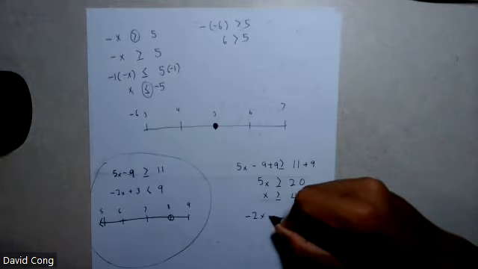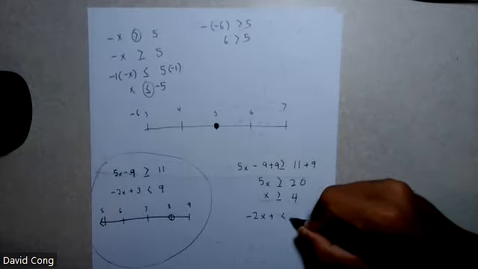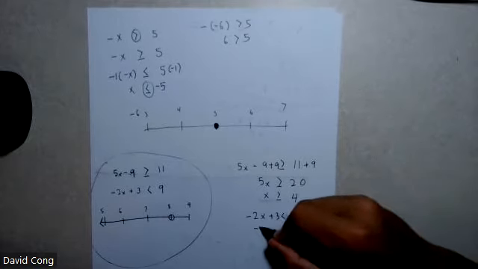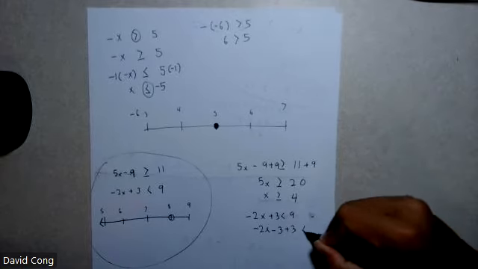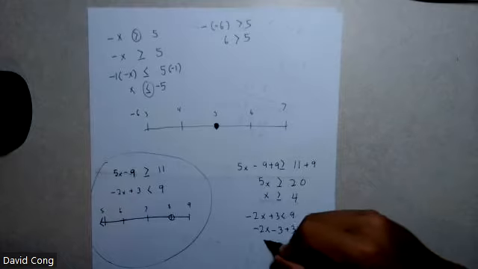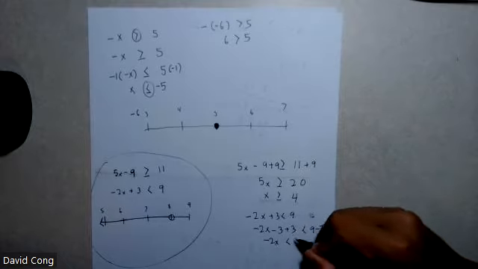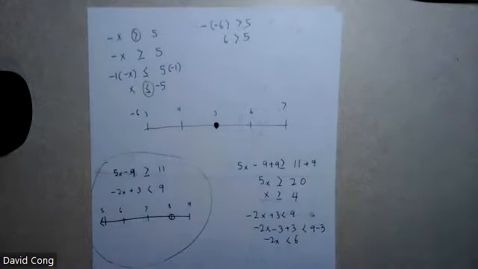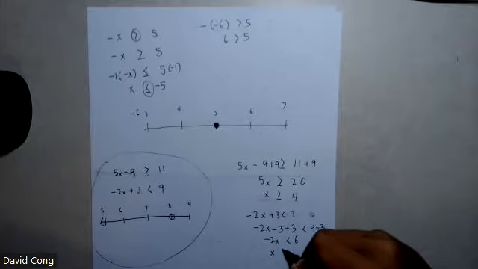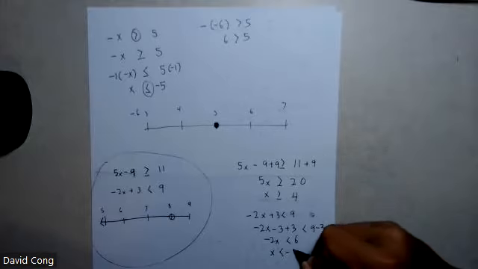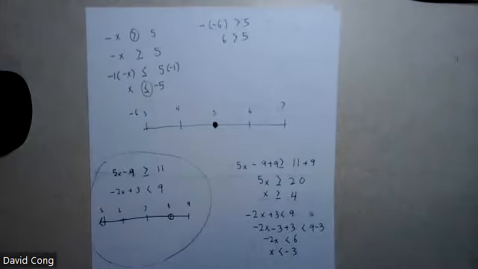Negative 2x plus 3 is less than 9. We want x by itself, so we subtract 3 from both sides. So we have negative 2x is less than 6. We want to divide by negative 2, but because we're dividing by a negative number, the sign flips. So we have x is greater than negative 3.